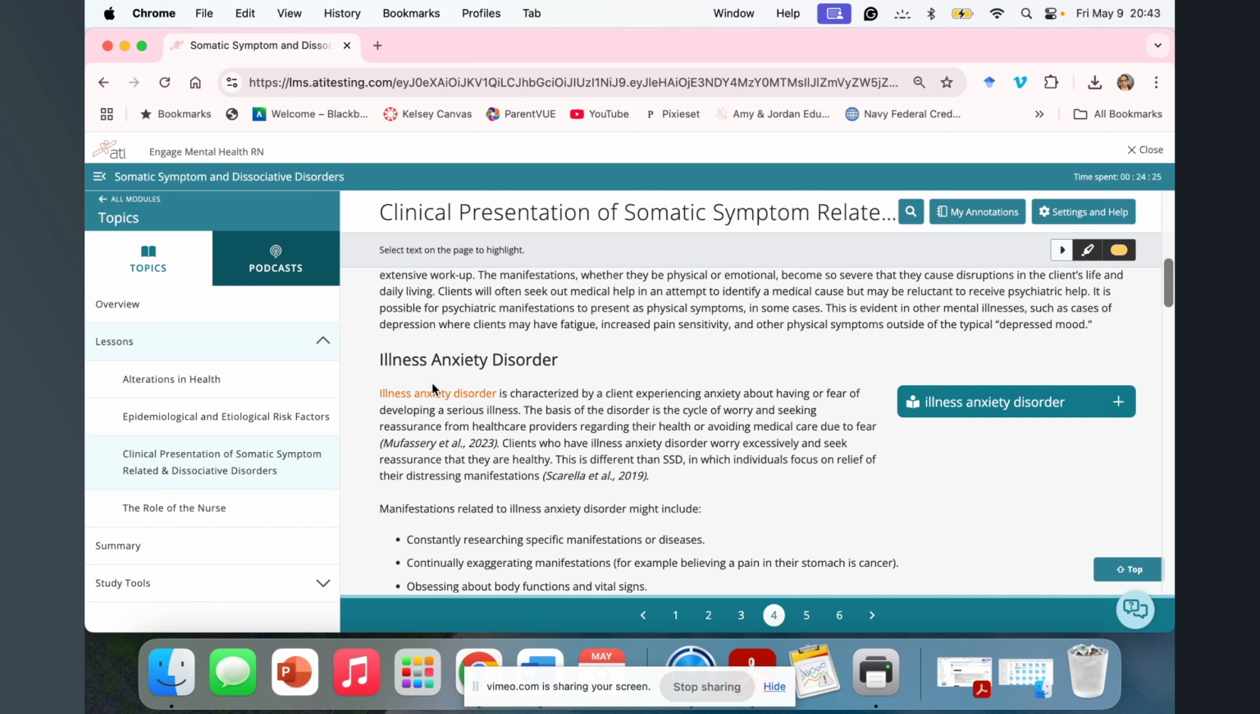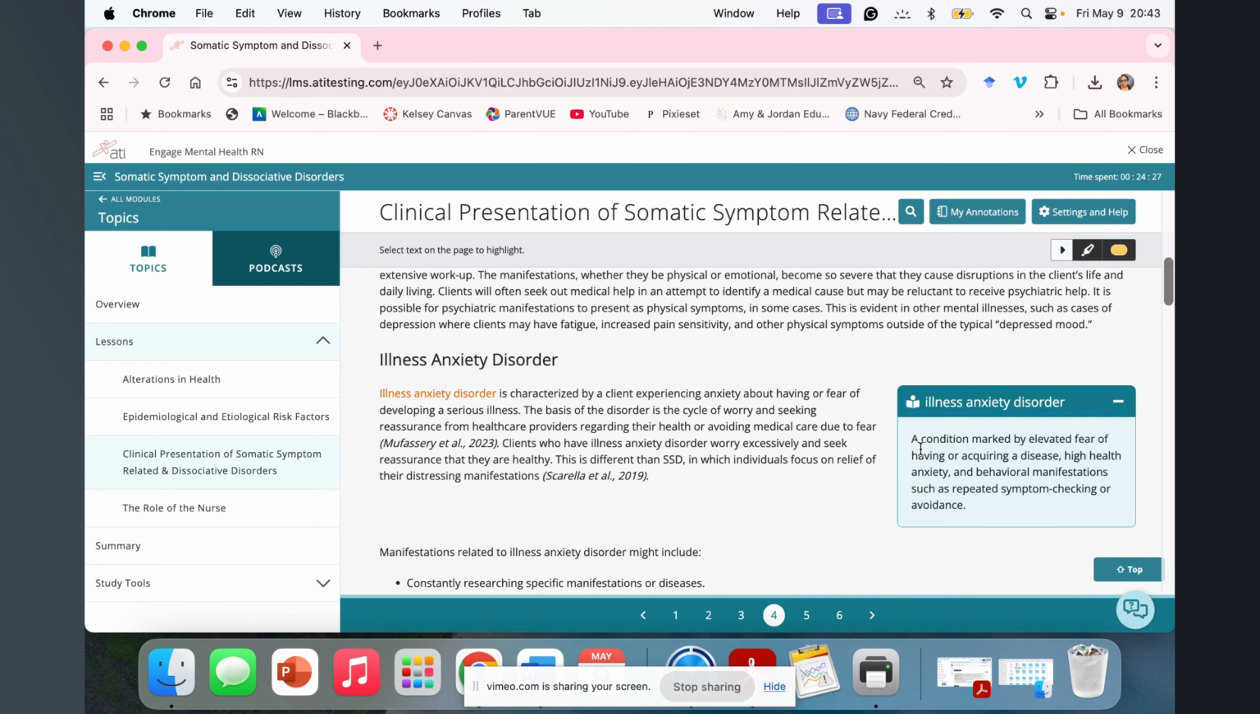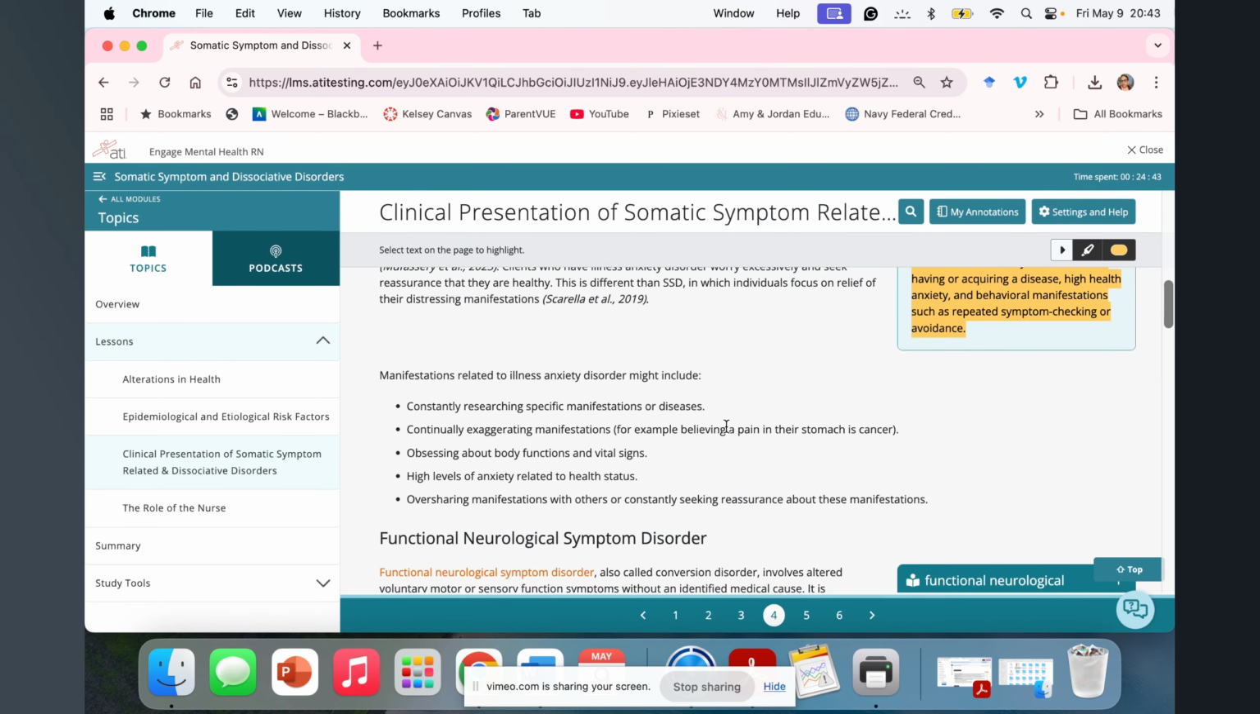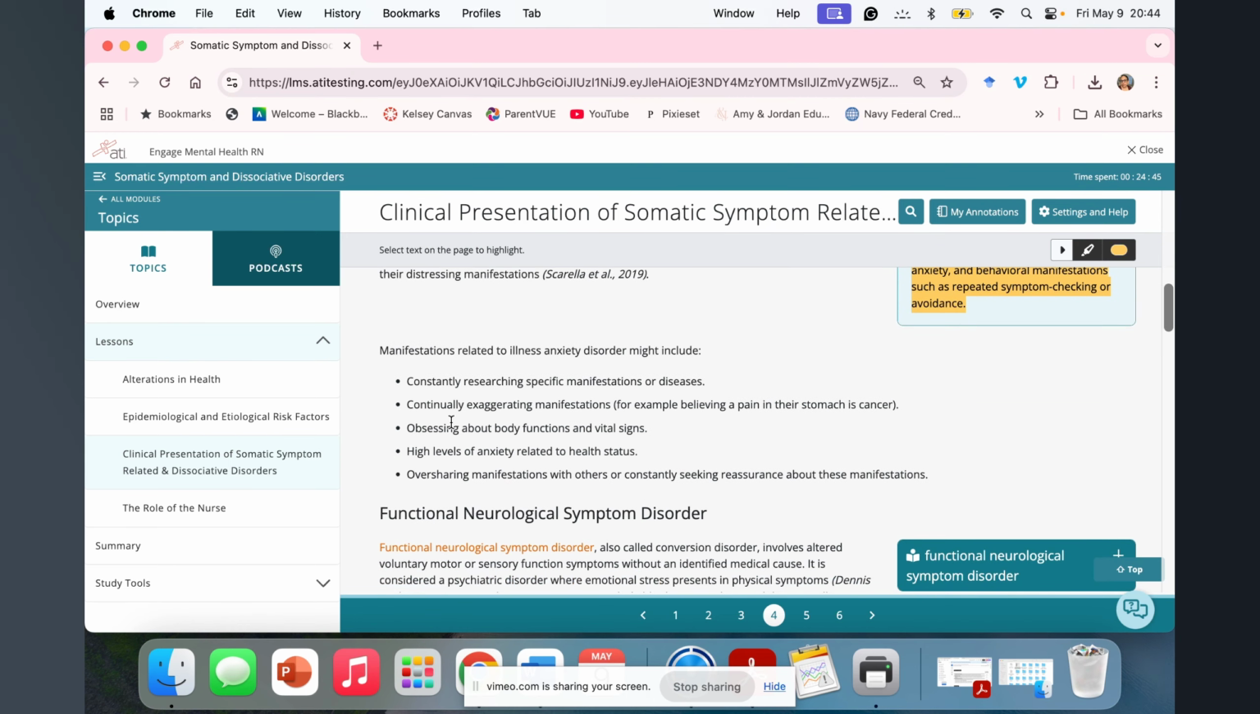When we talk about illness anxiety disorder, it is a condition marked by elevated fear of having or acquiring a disease, high health anxiety, and behavioral manifestations such as repeated symptom checking or avoidance. Okay, so we saw this in the case study. This can look like constantly researching specific manifestations, continuously exaggerating manifestations. Like I said, stomach pain equates to cancer. Okay, headache equates to stroke.